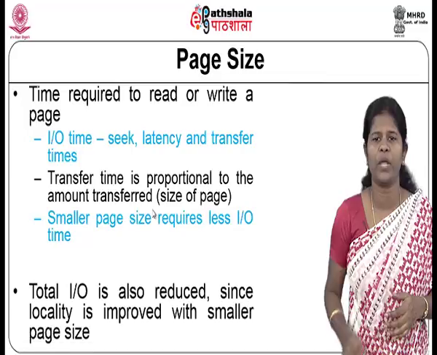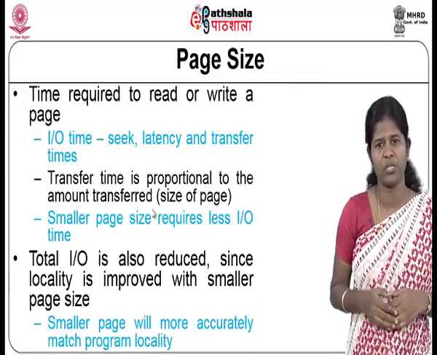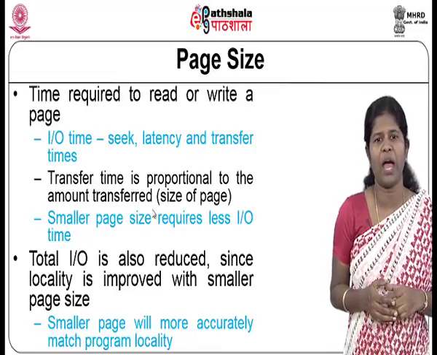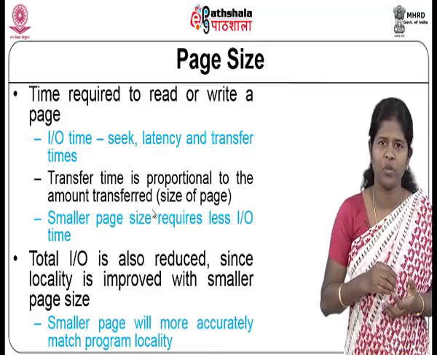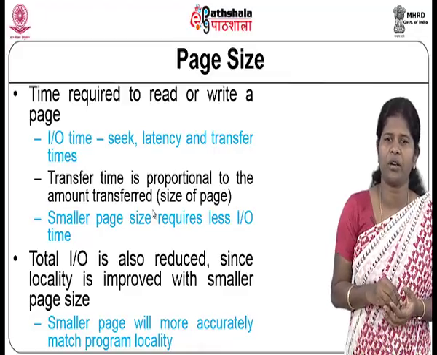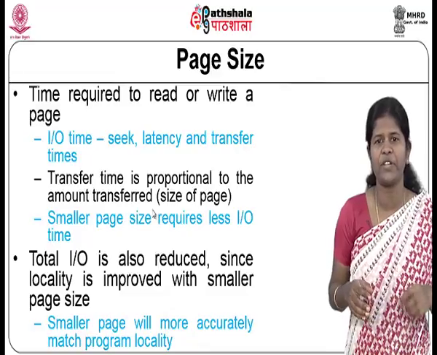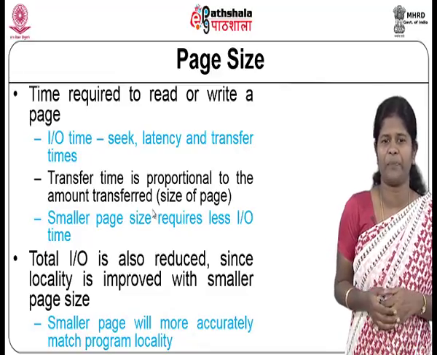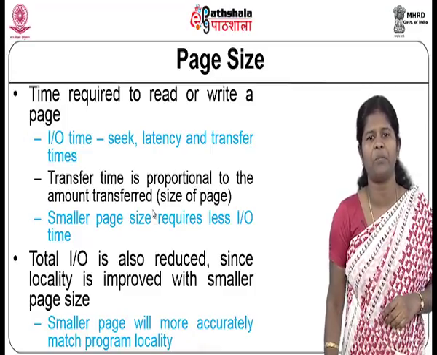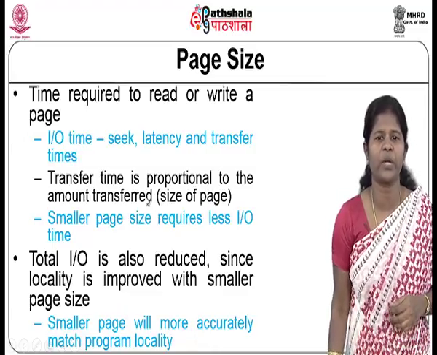Smaller page size will require less amount of I/O. And the total I/O is also reduced because locality is improved with smaller page size. When you have a smaller page size, most of whatever you want to read will be within that particular page, and you may not bring in a big page and some of the contents which are not used at all. So, smaller page size will more accurately match the program locality. So, it is preferred to have a smaller page size when you are looking at I/O.